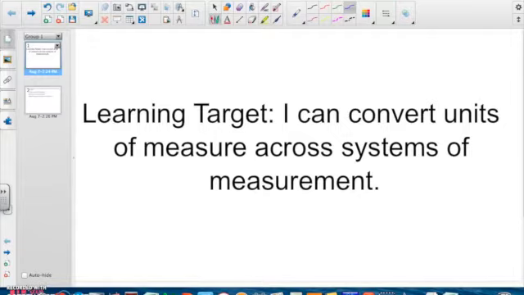This application video matches up with application 1-3, metric to standard form. Just to recap our learning target, it is that I can convert units of measure across systems of measurement. We're moving back and forth between metric and standard. So without further ado, let's go ahead and jump in.